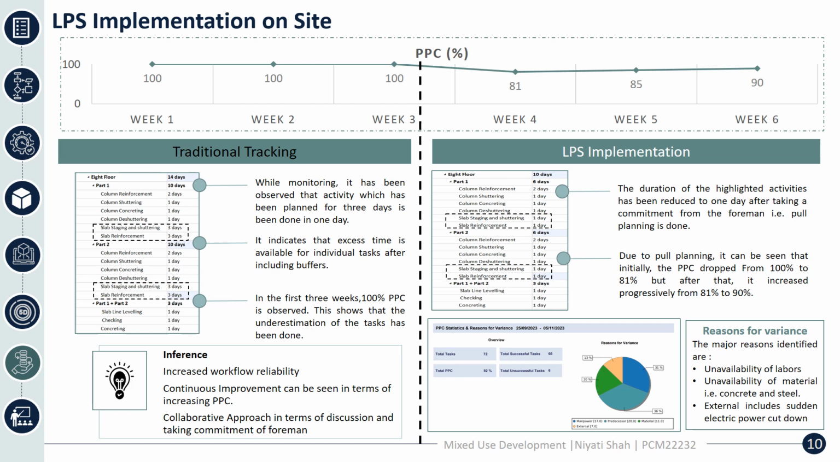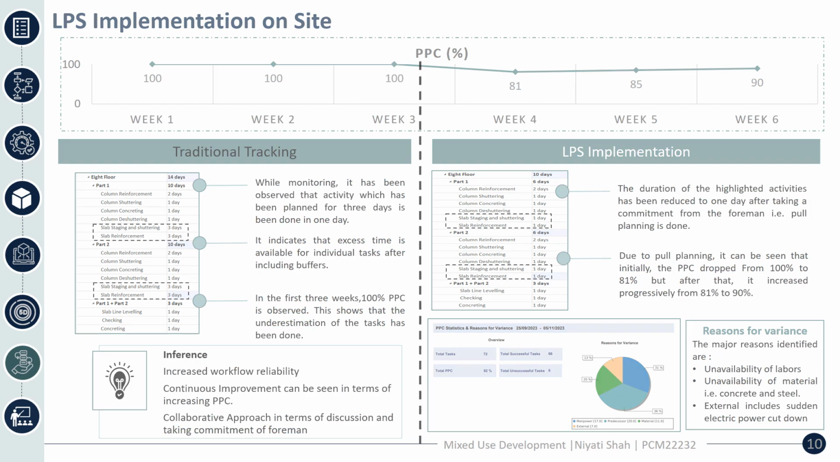A collaborative approach can be seen in the discussion and taking commitment from the team, a bottom-up approach, which shows that workflow reliability has also increased. During LPS implementation, the major reasons for variance were the unavailability of labor, unavailability of material, and external factors, including sudden electric power cuts.